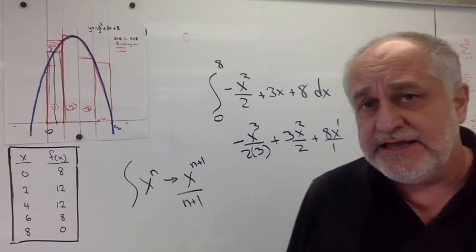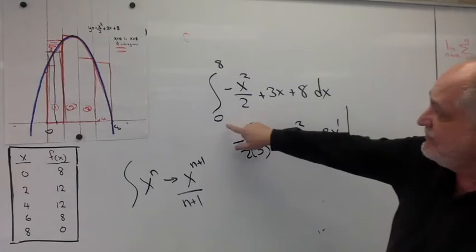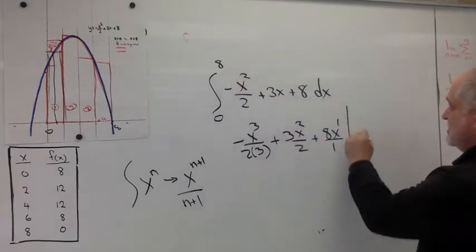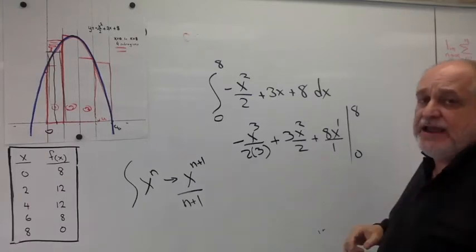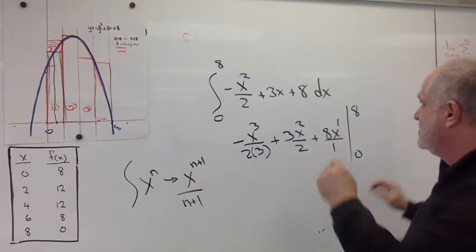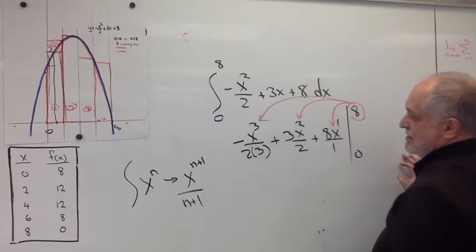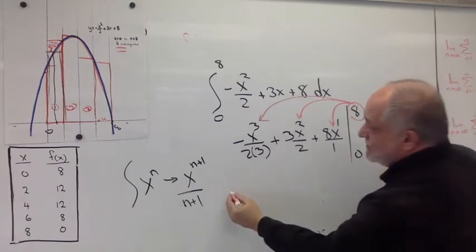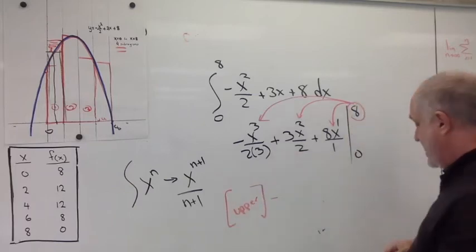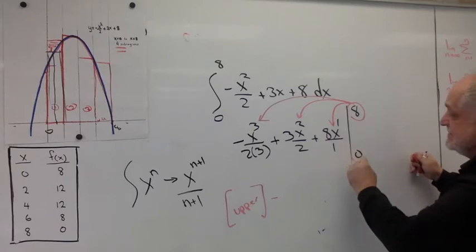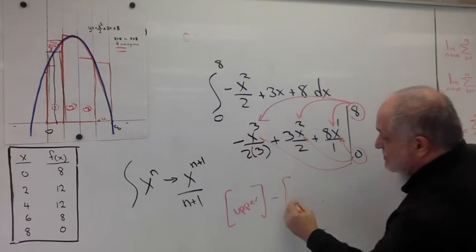Now to evaluate this, what you're going to want to do is you put a big bar at the end, and you're integrating from 0 to 8. So what you do is you start off by taking your upper bound and put that in everywhere you see an x. So the 8 goes here, it goes here, and it goes there. And then you subtract off the lower bound, which in this case it's 0, so you would put 0 in wherever you had an x.